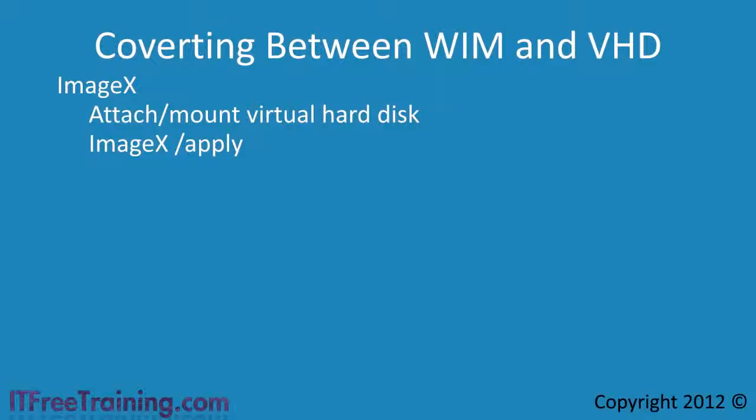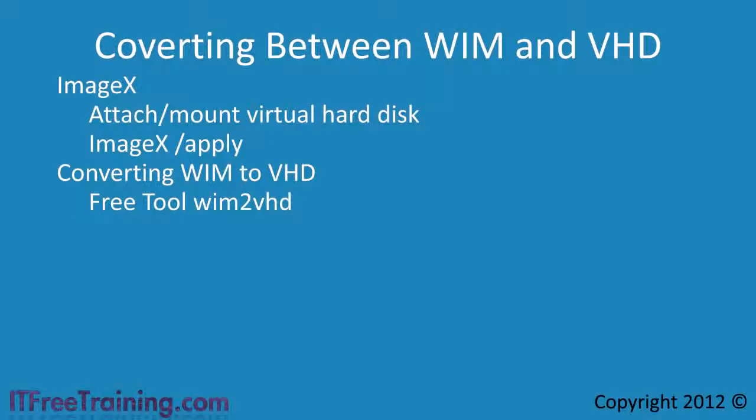If you have an existing WIM file and you want to convert it to a VHD file, Microsoft offers a free tool available for download from their website. The tool requires Windows Automated Installation Kit to be installed, another free download from the Microsoft website.